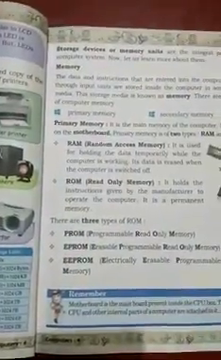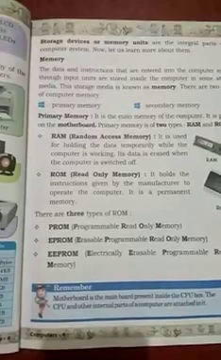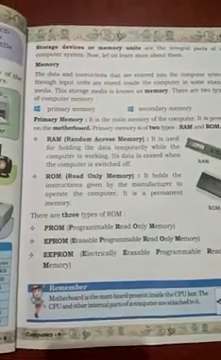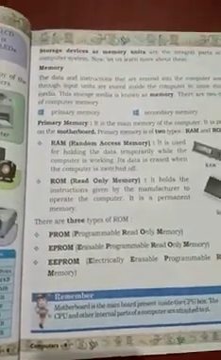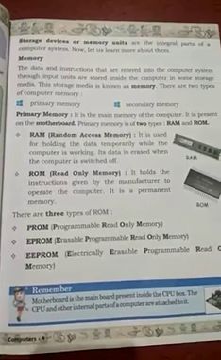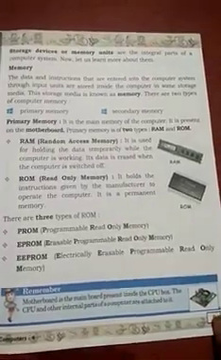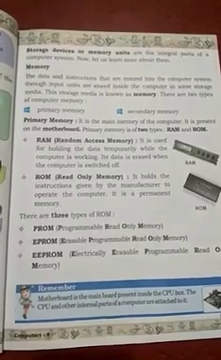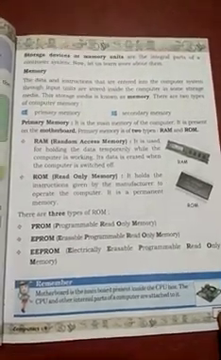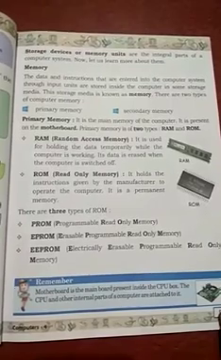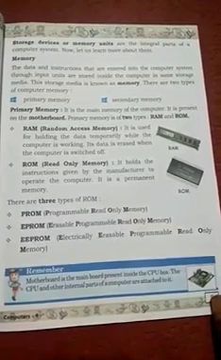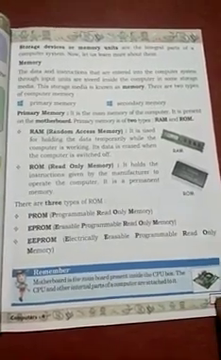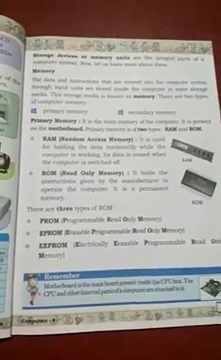Okay, storage devices or memory units are integral parts of a computer system. Now let us learn about some of them. First is memory. The data and instructions that are entered into a computer system through input units are stored inside the computer in some storage media. This storage media is known as memory. There are two types of computer memories. First is primary memory and second one is secondary memory.